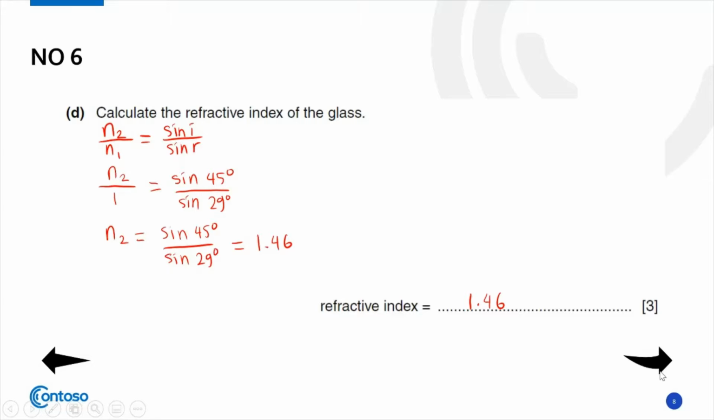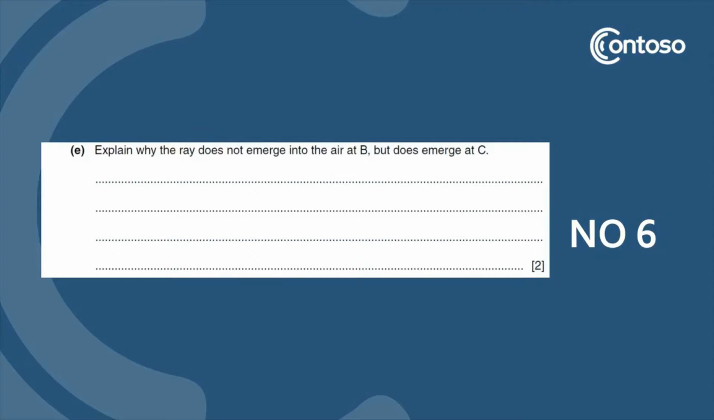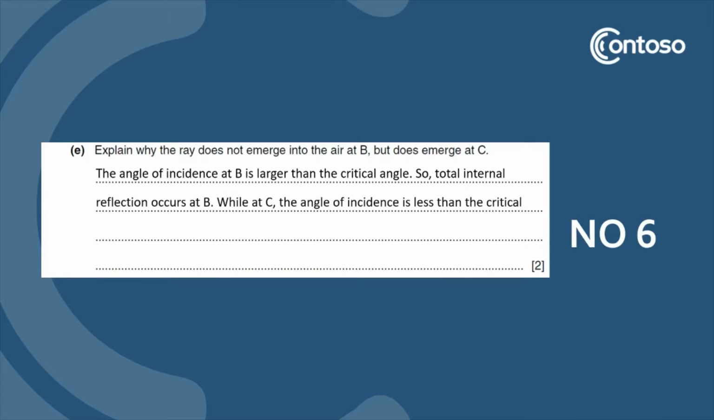Question 6e. Explain why the ray does not emerge into the air at B, but does emerge at C. The angle of incidence at B is larger than the critical angle. So, total internal reflection occurs at B. While at C, the angle of incidence is less than the critical angle. Therefore, the light is refracted at C and emerges into air.